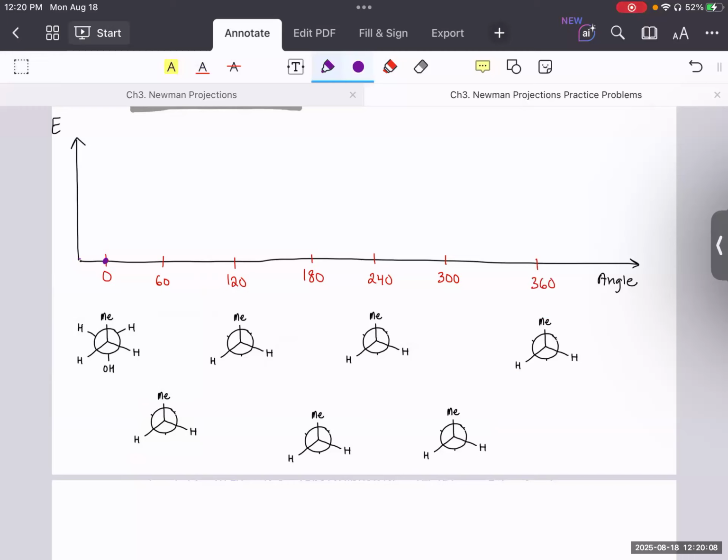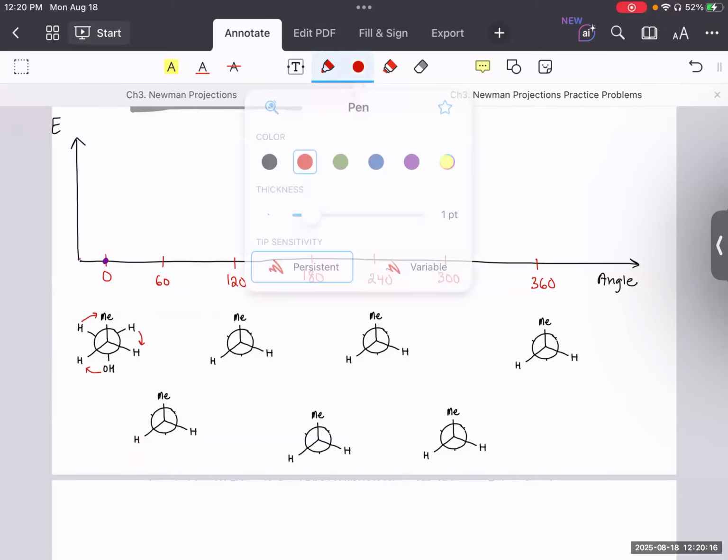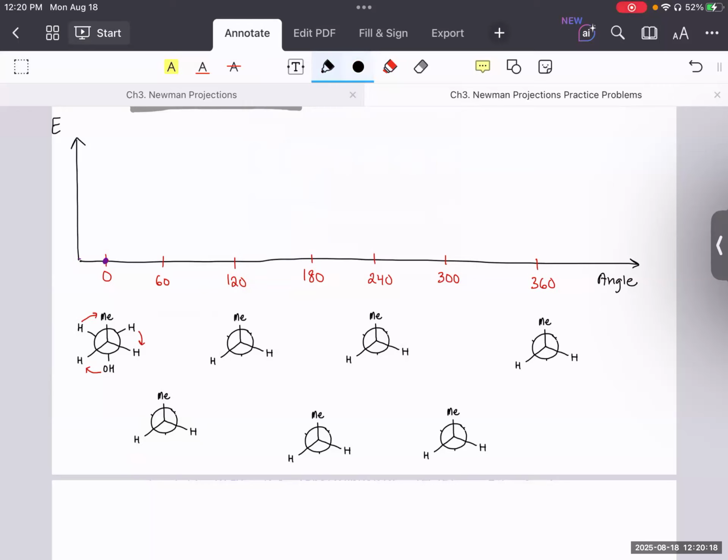All right, so for this one, we rotated 60 degrees. Let's rotate clockwise. So we're taking these back ones and rotating them all 60 degrees. So we should end up with the hydrogen and the methyl here overlapping, these two hydrogens, and then this OH. And so that's our representation for 60 degrees.